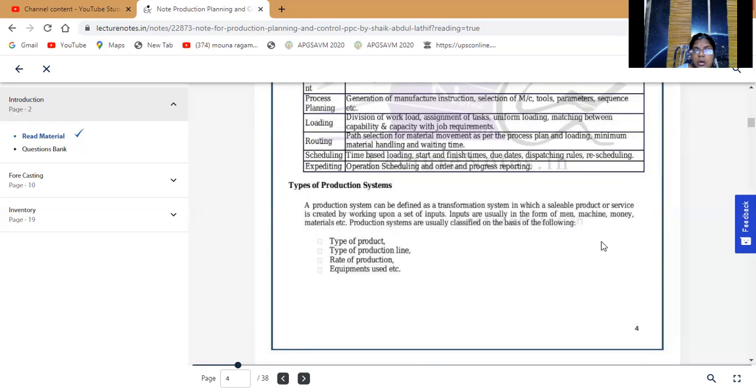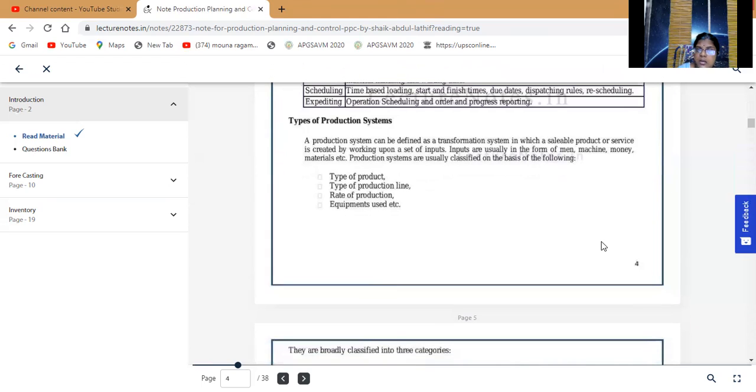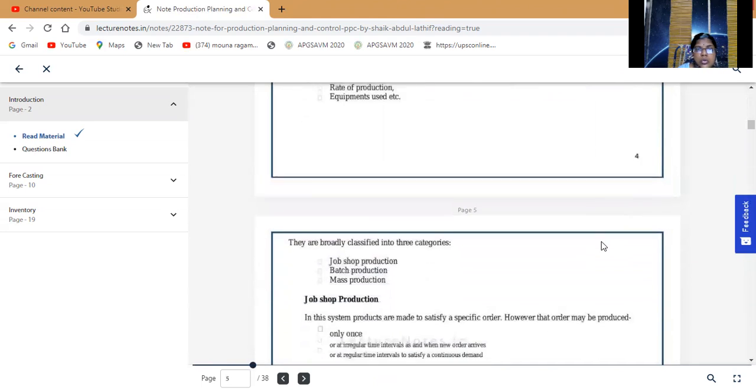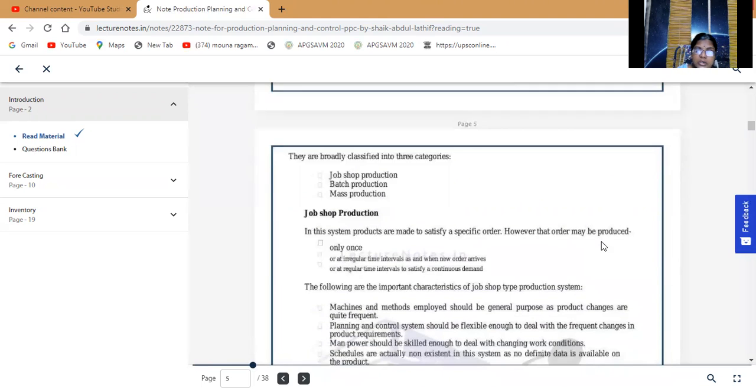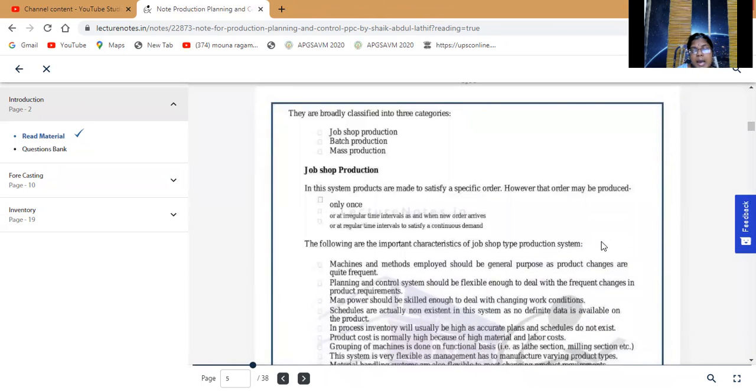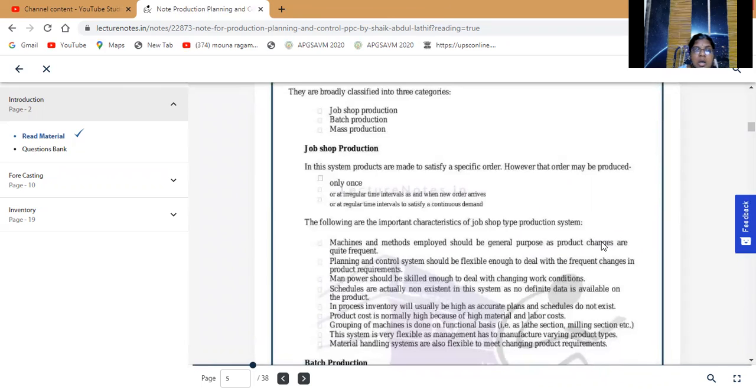Production systems are usually classified on the basis of the following: the type of product, the rate of production, and the equipment they use. So those are all the production system classifications. They are broadly classified into three categories. What are those three categories? Job shop production, batch production, and mass production. Now we will discuss job shop production.